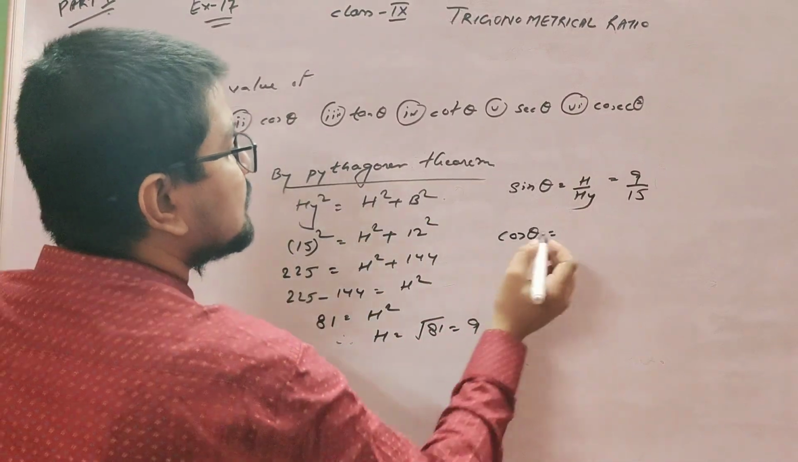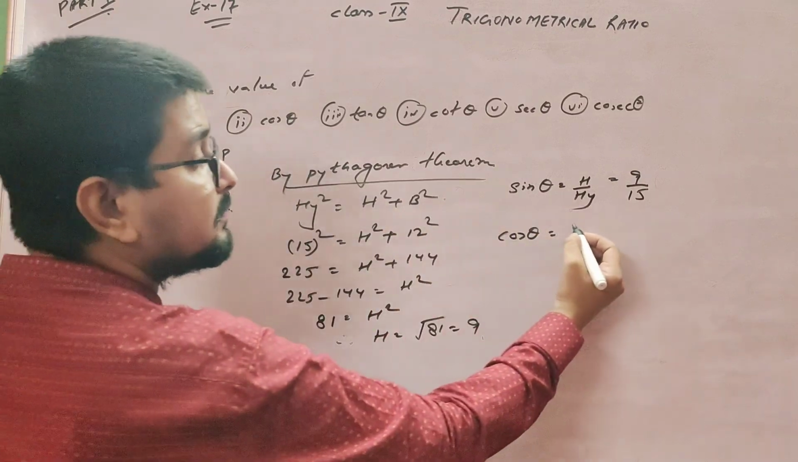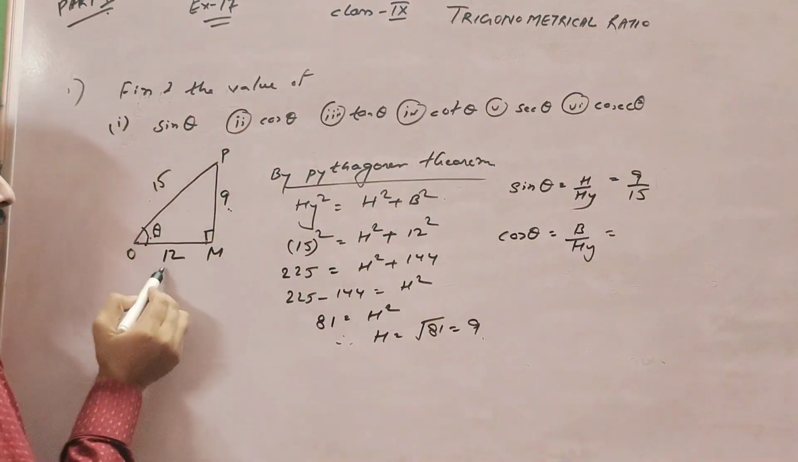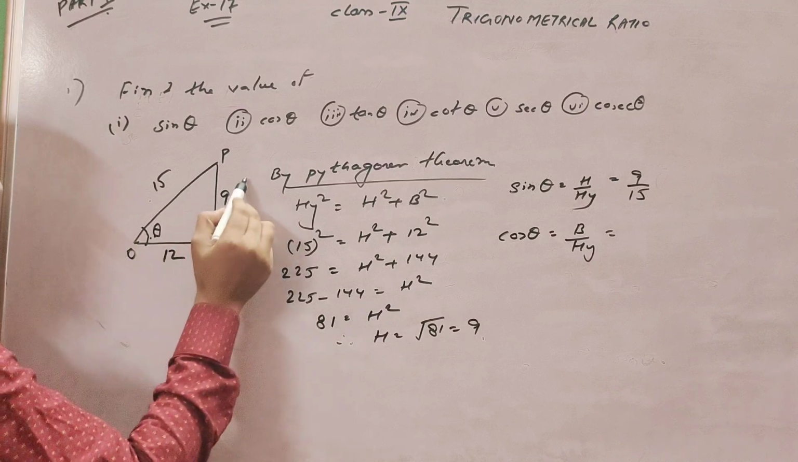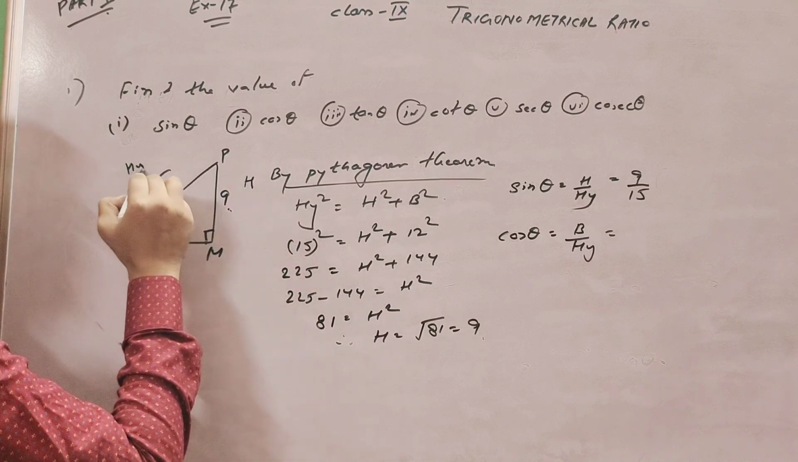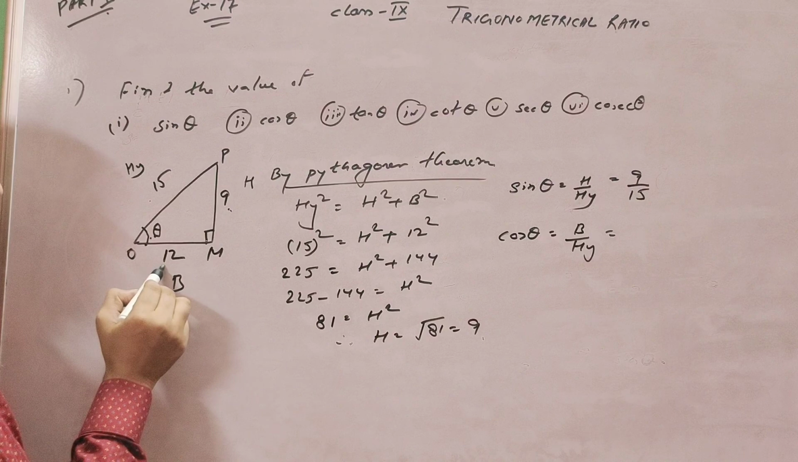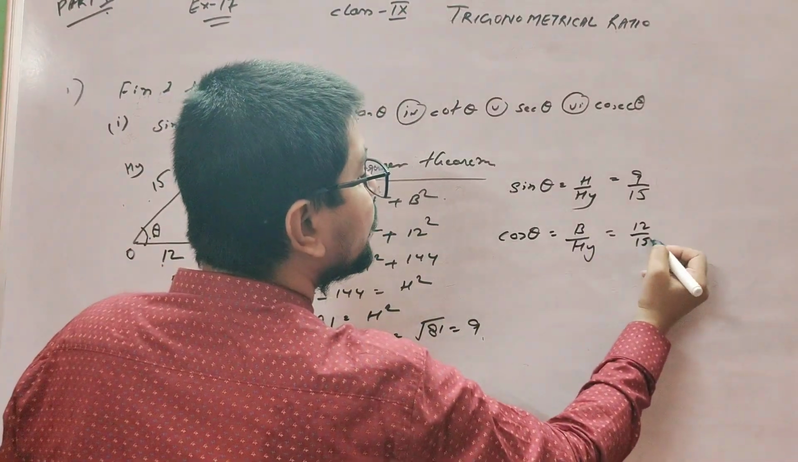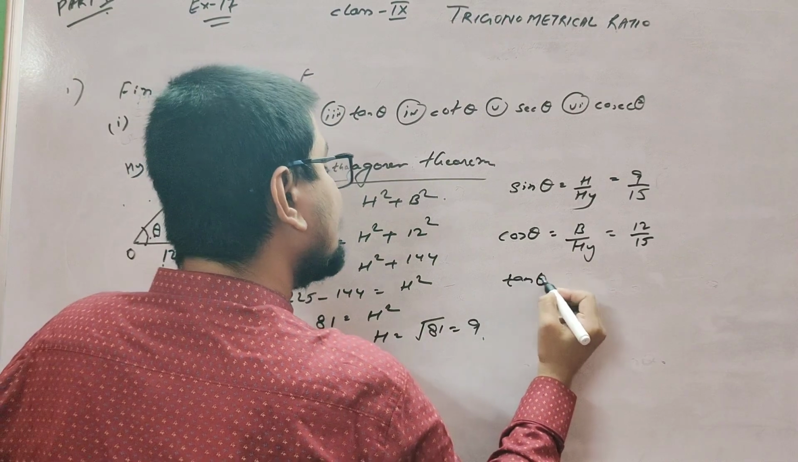Next question is cos theta. We know that the formula of cos theta is base by hypotenuse. So base is 12 because this is height, this is hypotenuse, and this is your base. So base is 12 and hypotenuse is 15. So 12 upon 15.